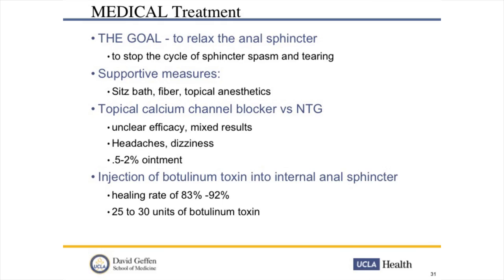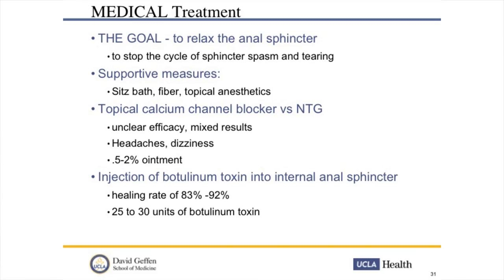So some of the goals, of course, is to relax that anal sphincter. You want to stop the cycle of sphincter spasm and tearing. You want to use supportive measures, whether it's sitz bath, fiber, or topical anesthetics. You want to use topical calcium channel blockers. The idea is that the smooth muscle contraction is actually mediated by increased cytosolic calcium levels. So by blocking calcium, you are able to reduce the internal anal sphincter function.